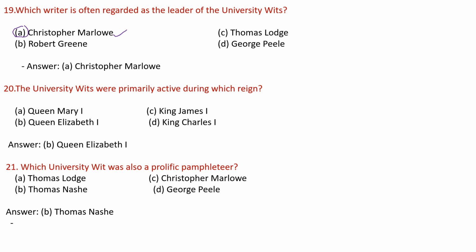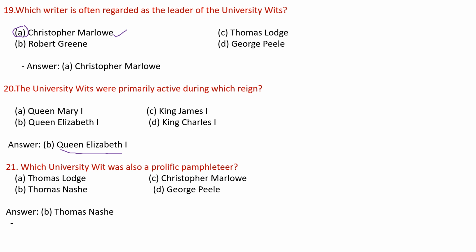Question 20. The University Wits were primarily active during which reign? The answer is Queen Elizabeth I. These University Wits were very active and produced their plays during the Elizabethan age, the reign of Queen Elizabeth I.